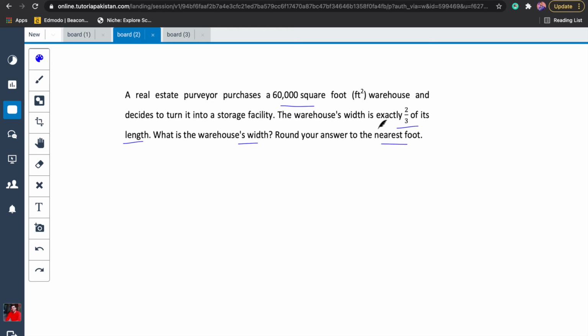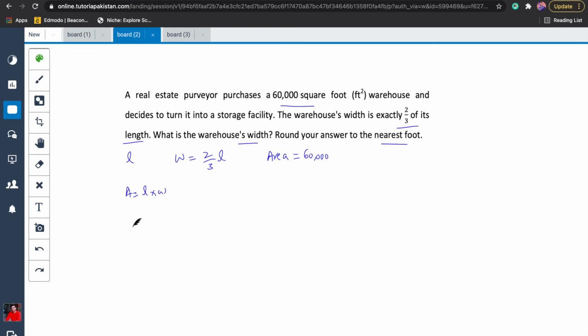Okay, interesting. So if the length is L, the width should be two-thirds of its length. Two-thirds of L. So the area is already given to us. Area equals 60,000 square foot. And area equals length into width. Let's simply apply the formula and see what we get.